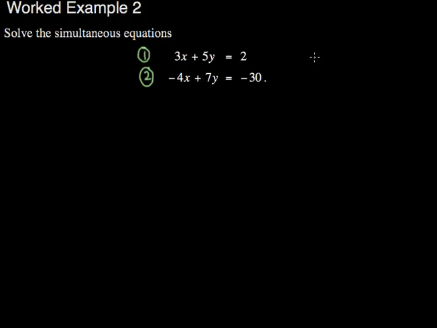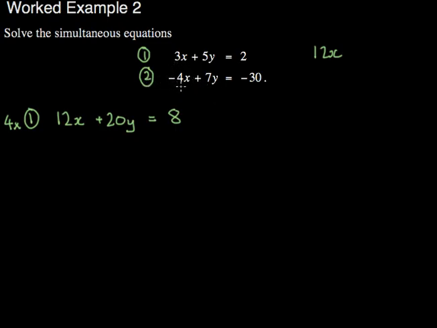But I could make them both into 12x. And the way I would do that is by multiplying equation 1 by 4. So 4 lots of equation 1 would give me 12x, and it would give me 20y, and it would give me 8.